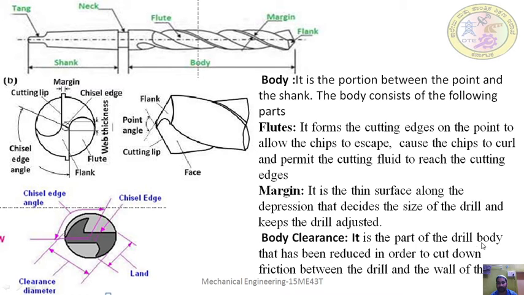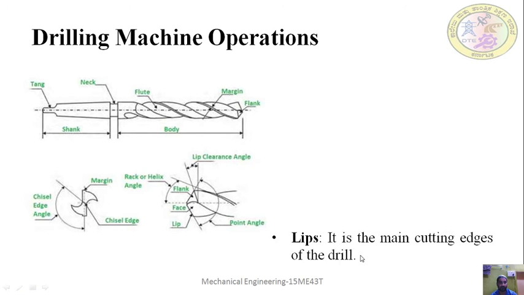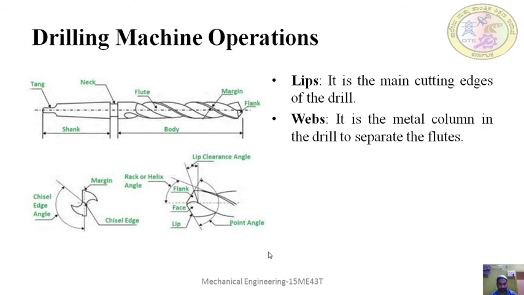It is a part of the drill body that has been reduced in order to cut down the friction between the drill and the wall of the hole. So next is lips. These are the lips. The actual starting cutting edges of this drill bit are called as lip. Webs. It is the metal column in the drill to separate the flutes. So to separate the flutes, we have webs.